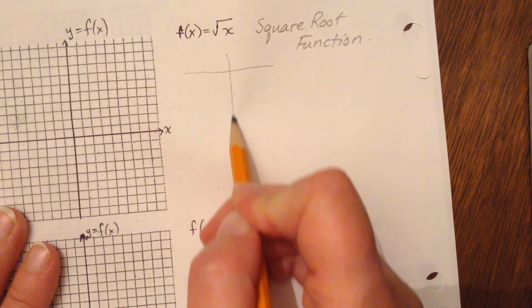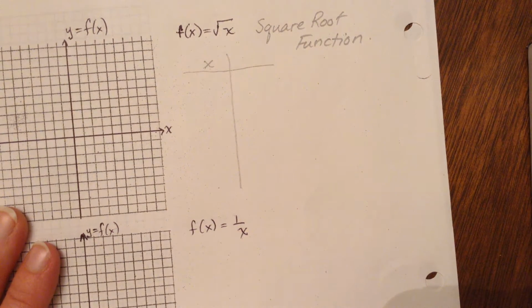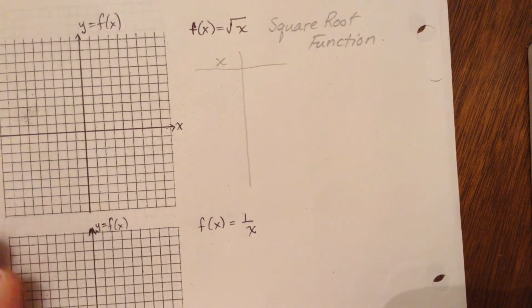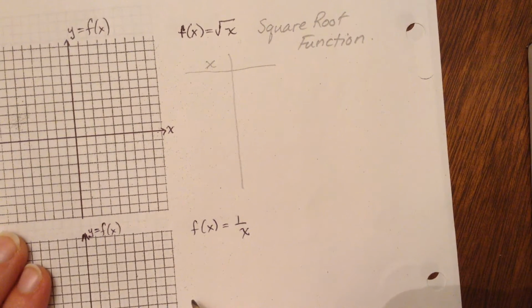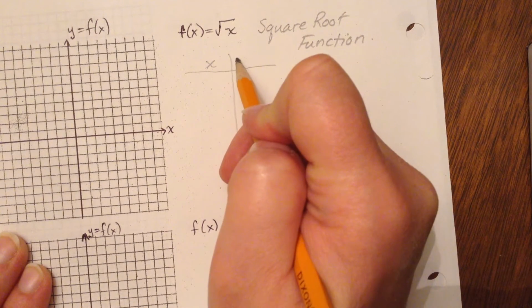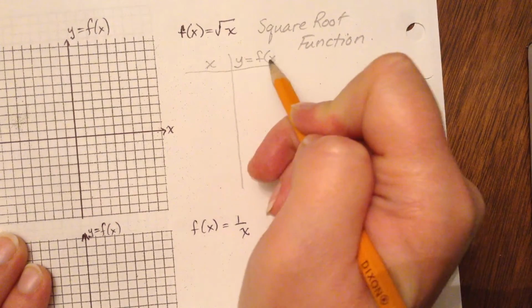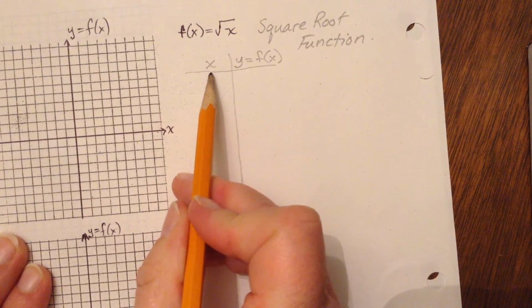For this function, we want to recall that we cannot take the square root of a negative number. And I'll leave that for you to research why. That could be another lesson. If you have questions, you can see me in class. So let's choose values for x that are positive.